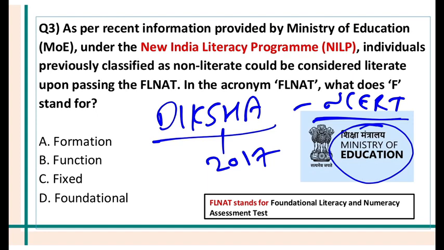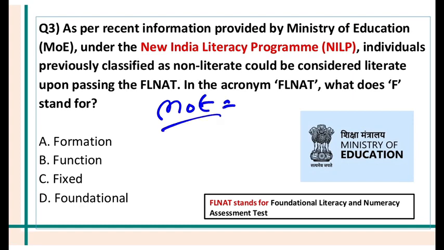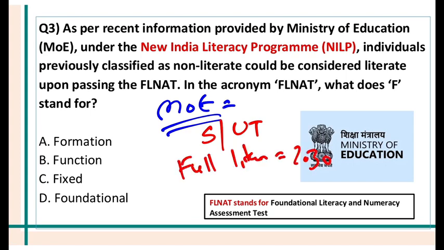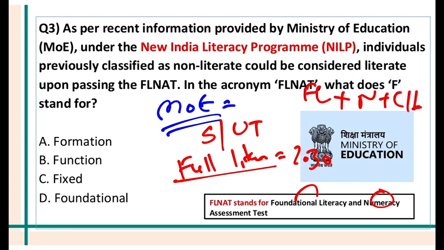So now you know what the scheme is. Now, the Ministry of Education has said that it wants all the states and union territories to achieve full literacy by the year 2030. What is full literacy? In full literacy, you will have foundational literacy plus numeracy plus critical life skills. And it wants every state to do it by 2030. That is called full literacy. Literacy simply means you can read and write, but full literacy will be achieved when you have basic foundational literacy and numeracy as well.